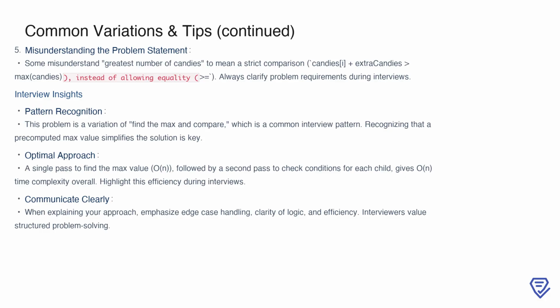Speaking of interviews, this problem emphasizes the importance of recognizing patterns. It's essentially a variation of find the max and compare, a common problem type. Identifying this pattern can help simplify your approach. For instance, the optimal solution involves one pass to find the maximum value in O(n), and another to evaluate conditions for each child, maintaining an overall O(n) complexity.